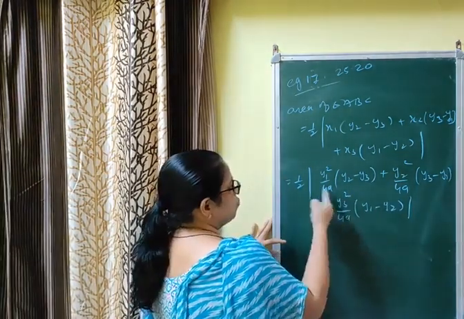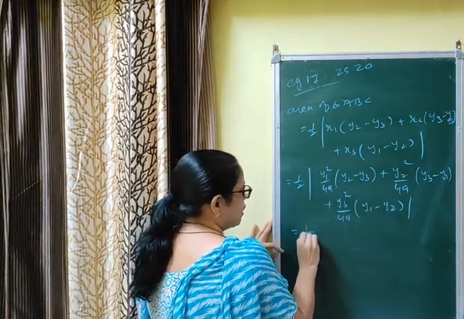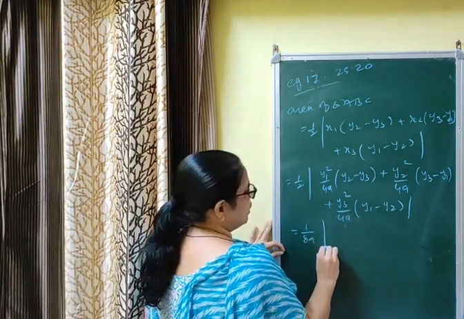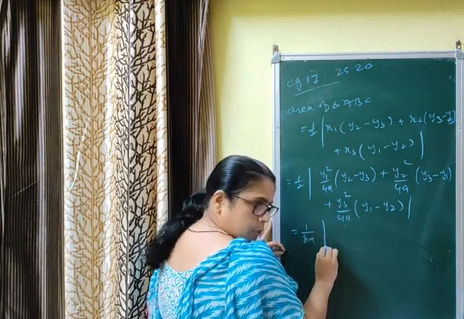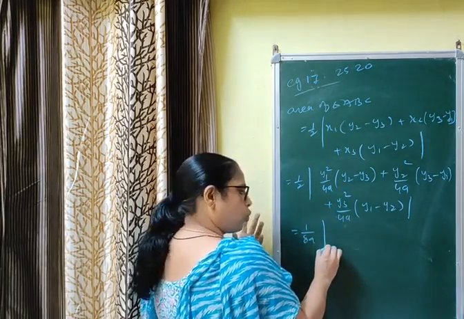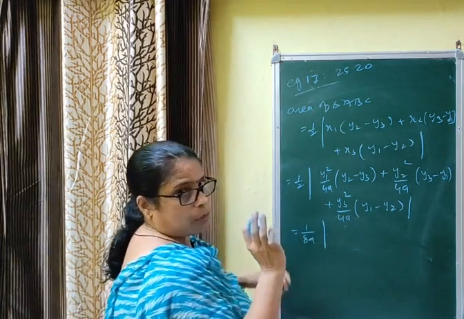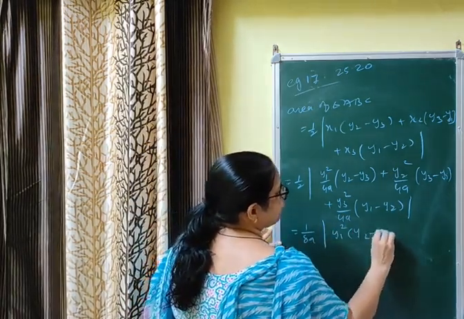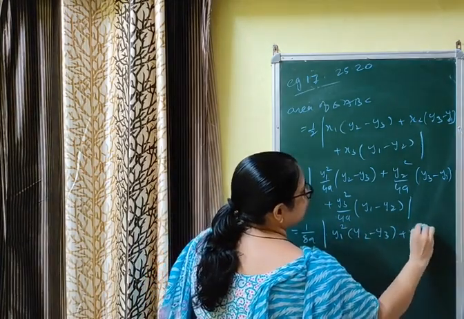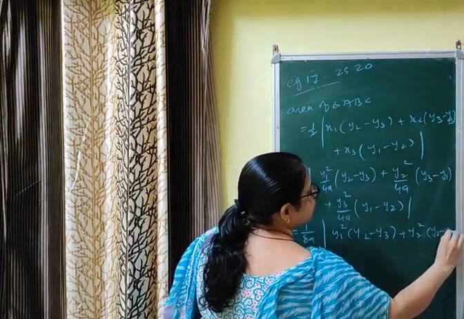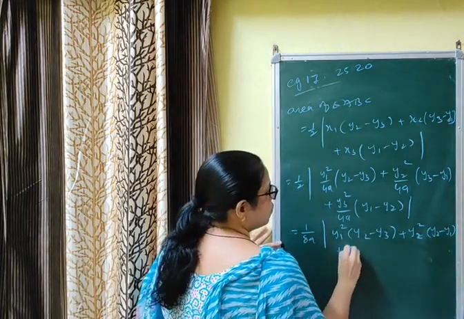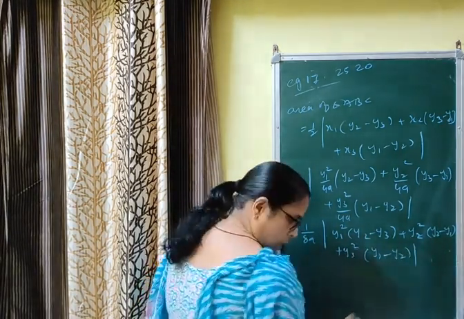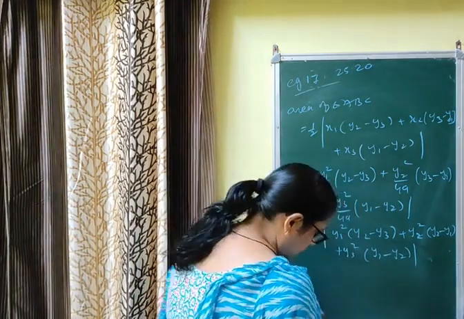Next, if you take 4a outside, 1 by 8a into what will remain? If you want, put the modulus sign, otherwise at last you have to take the positive sign. That is y1 square into (y2 minus y3) plus y2 square into (y3 minus y1) plus y3 square into (y1 minus y2). Now from this step, the terms are up.